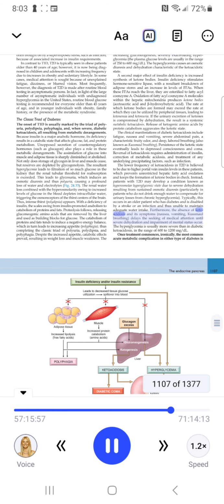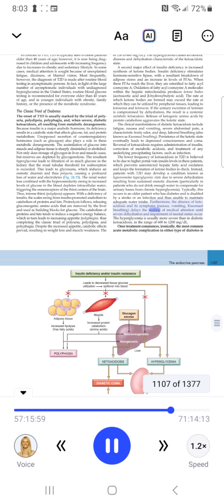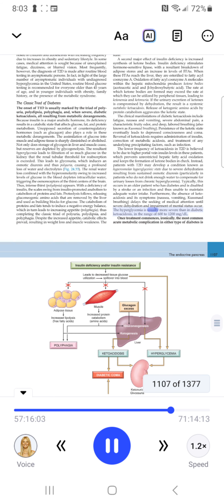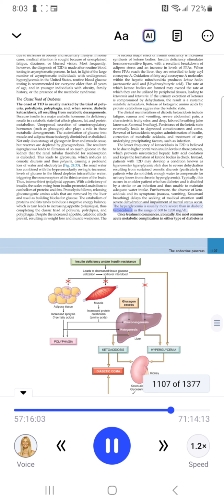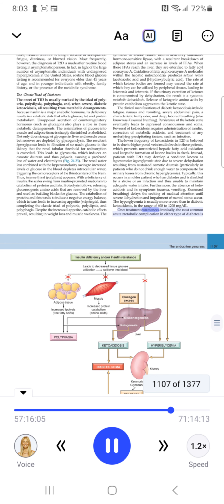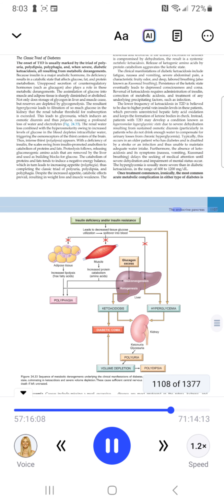Furthermore, the absence of ketoacidosis and its symptoms, nausea, vomiting, Kussmaul breathing, delays the seeking of medical attention until severe dehydration and impairment of mental status occur. The hyperglycemia is usually more severe than in diabetic ketoacidosis, in the range of 600 to 1,200 milligrams per dL. Once treatment commences, ironically, the most common acute metabolic complication in either type of diabetes is hypoglycemia.